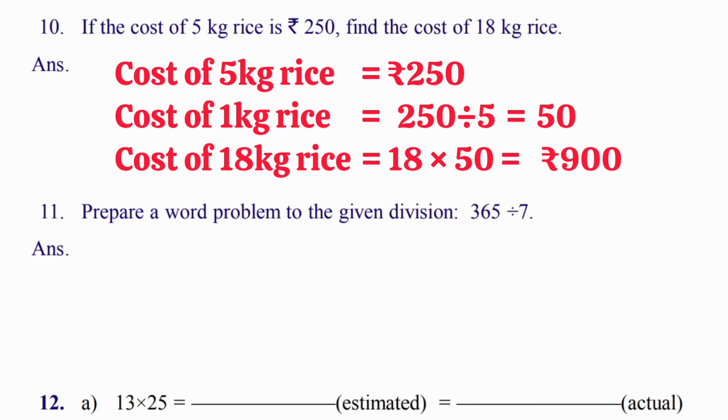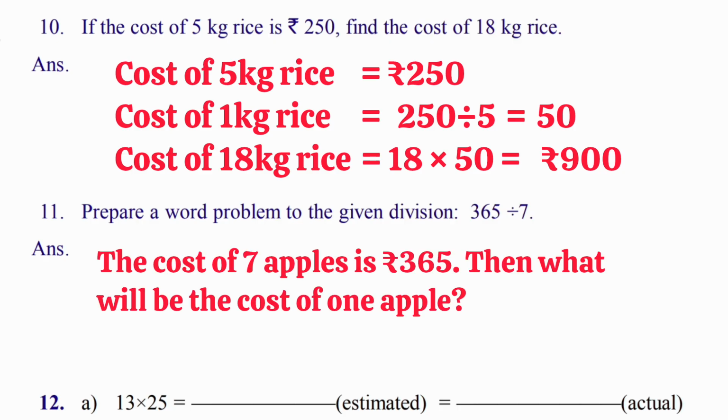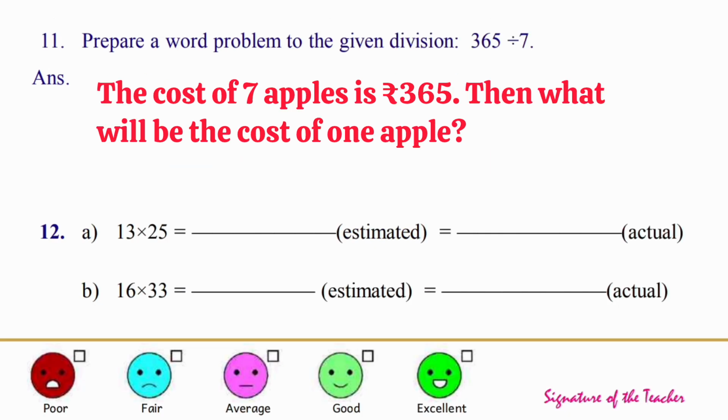Understood, guys? Next question, that is 11th question. Prepare a word problem to the given division 365 divided by 7. So write down the answer. The cost of 7 apples is 365. Then what will be the cost of 1 apple? Got it?